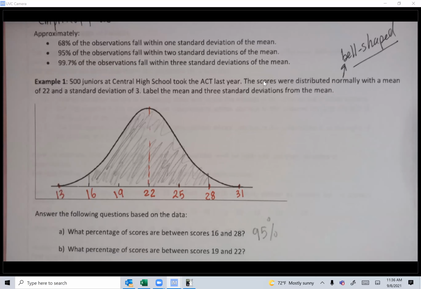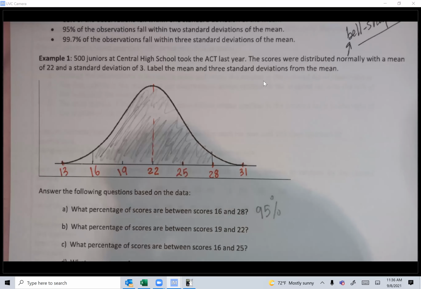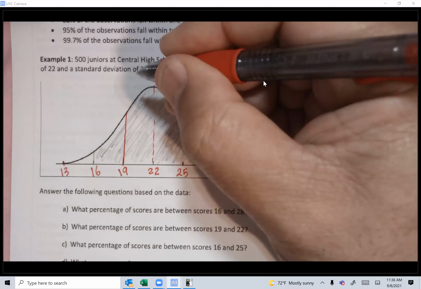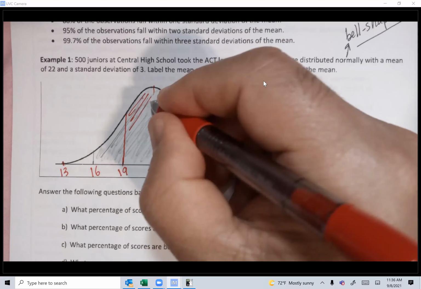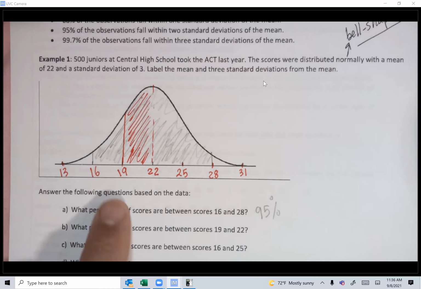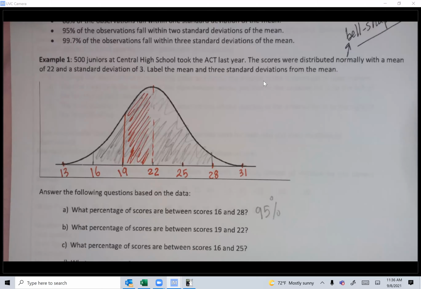Okay. Let's see. What percentage of the scores are between 19 and 22, guys? Let's see if a student can answer this. 68. 68 is for above and below the mean. This is only for the one below the mean, 1 standard deviation below the mean. So you're getting very close. This is the 68.